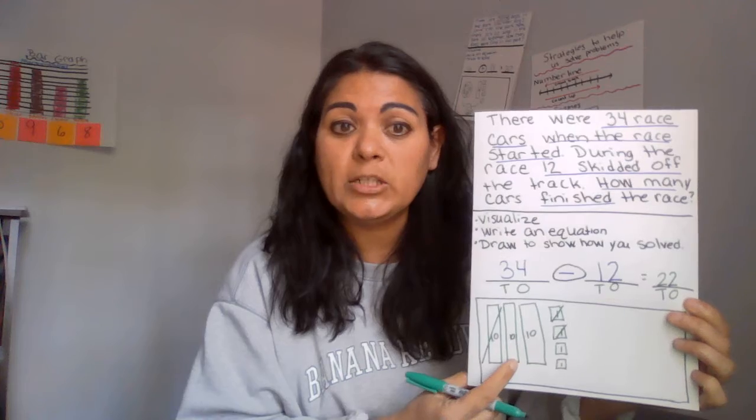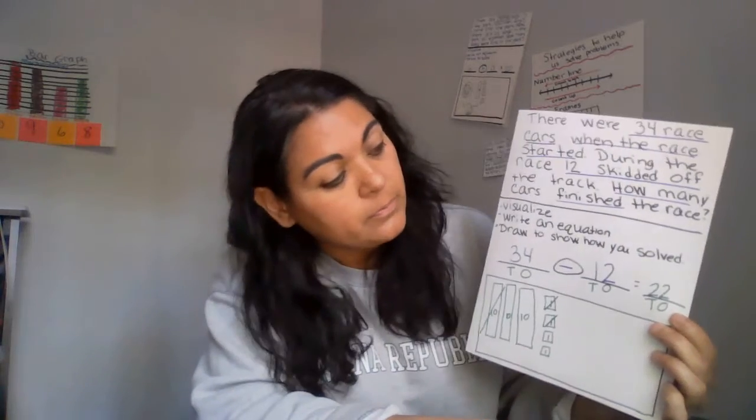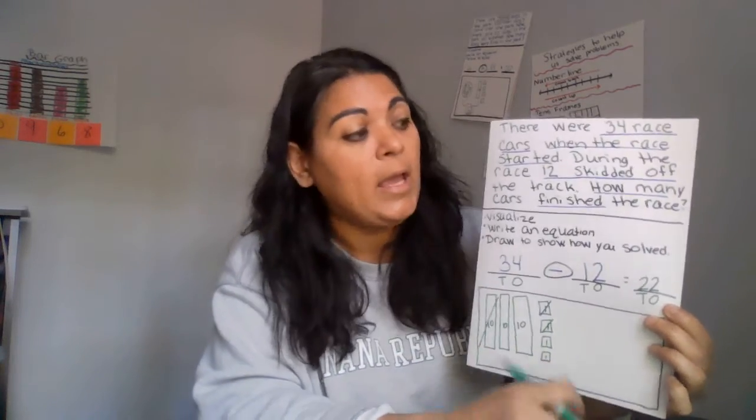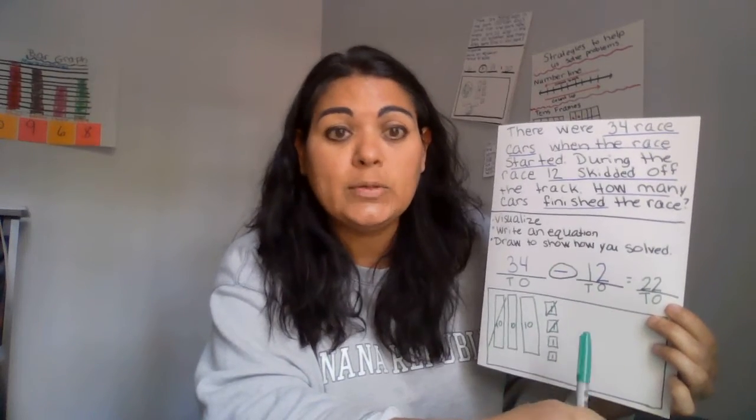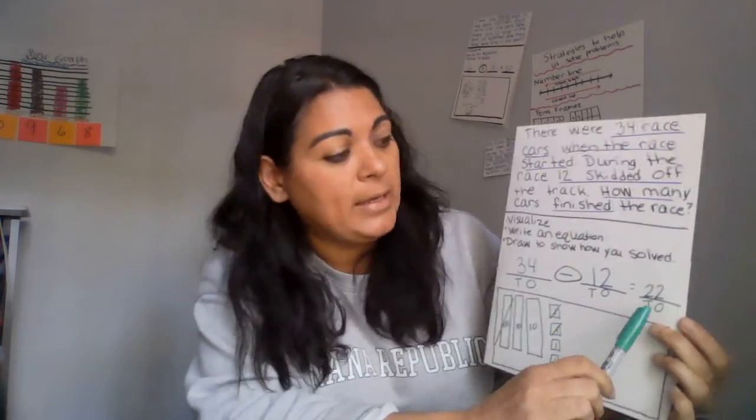Okay, so read this equation with me. 34 minus 12 equals 22. Okay, and I represent that. Remember, we're not adding anything to it, we are taking away. So let's go ahead and answer the question that we get, because if you remember in class, we started restating using a complete sentence, not just using that number. How many cars finished the race? How many cars finished? 22.